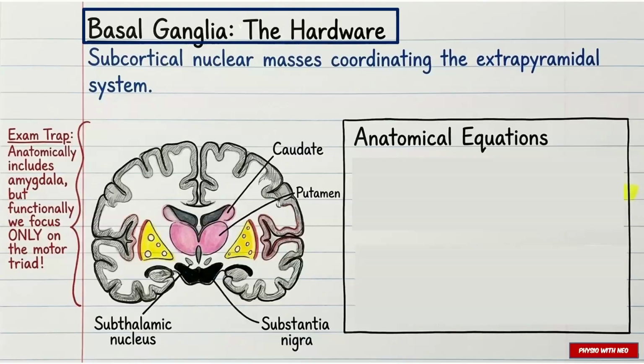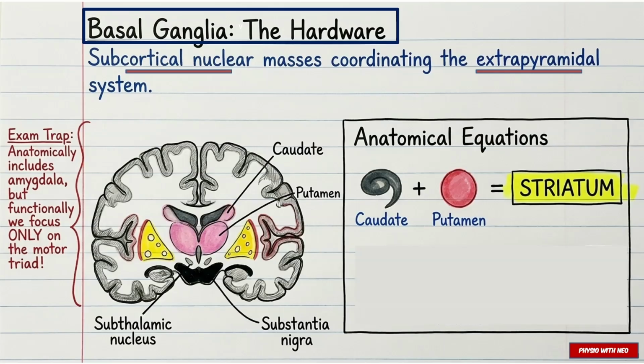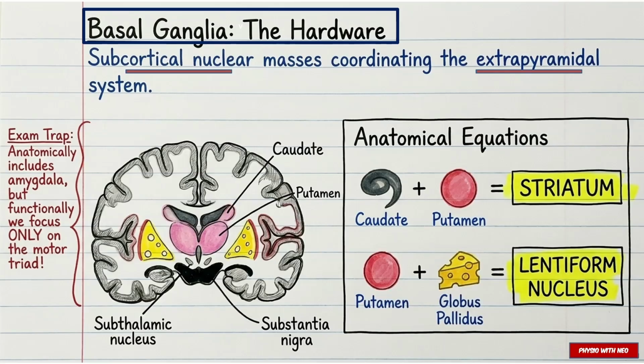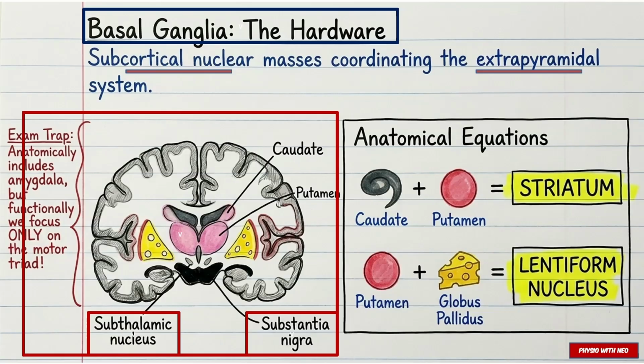First, let's identify the components. Basal ganglia are subcortical nuclear masses coordinating the extrapyramidal system. Remember these anatomical subgroupings. Caudate nucleus plus putamen is striatum. Putamen plus globus pallidus is lentiform nucleus. Also remember the subthalamic nucleus and substantia nigra, as they play a crucial role in motor control. Always start your answer by naming these structures with a simple labelled diagram.